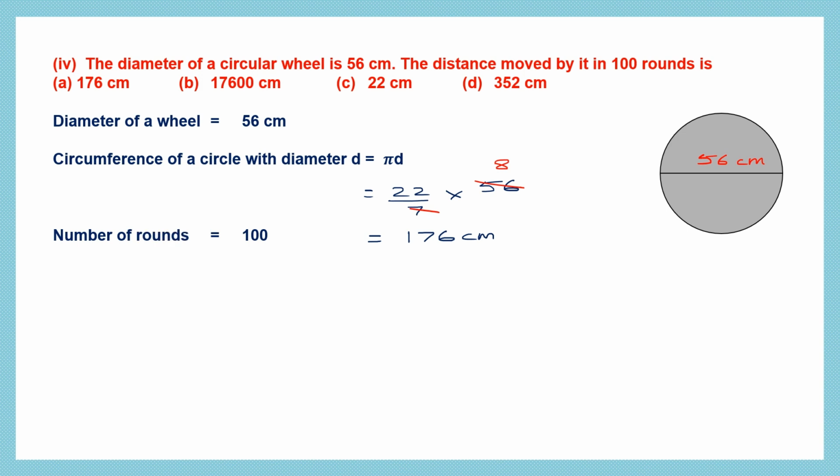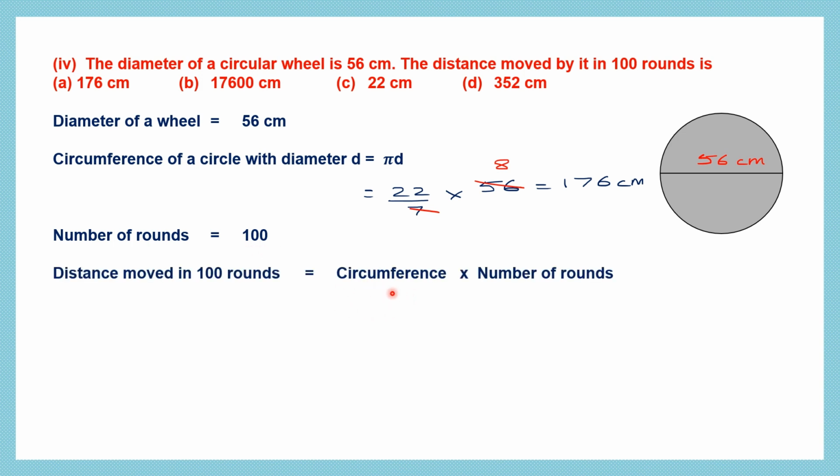Now the number of rounds the circular wheel has moved is 100. That means the distance covered will be the circumference into the number of rounds. So circumference is 176 centimeters into the number of rounds, 100. So here, what do we have? 176 into 100: 176, and add the two zeros, it becomes 17,600. Now this is the distance, so we write centimeters. So our final answer here is 17,600 centimeters, and that is option B.